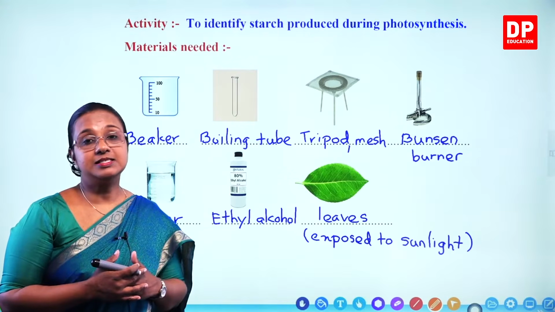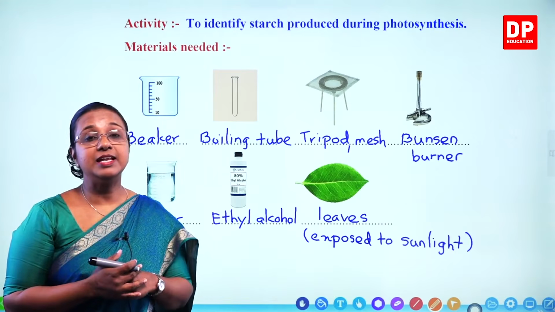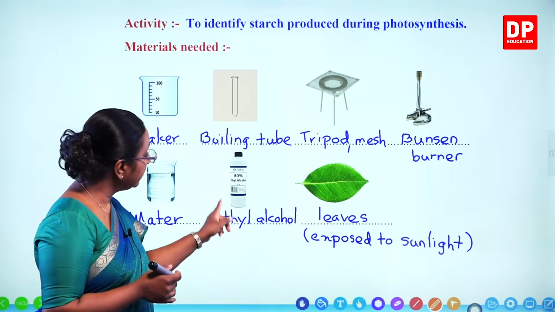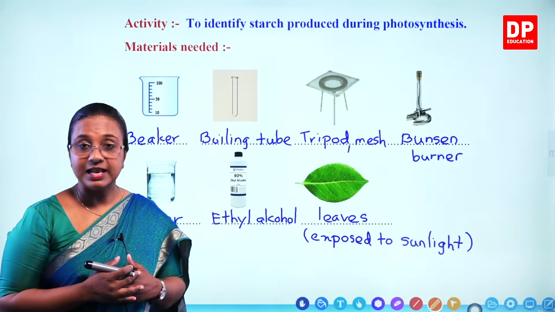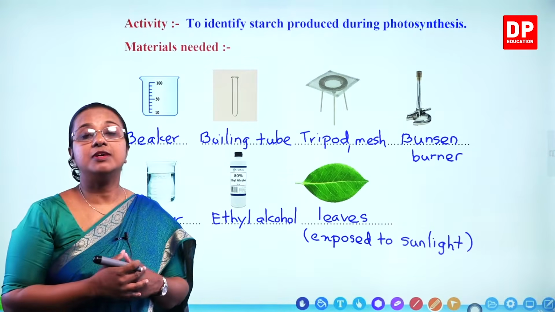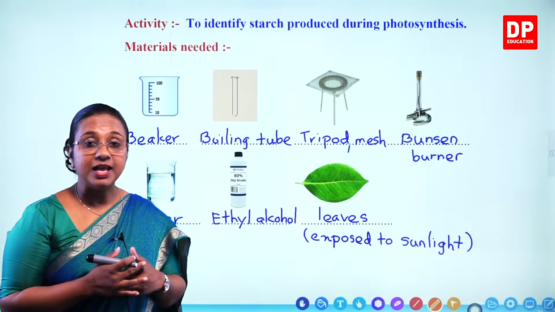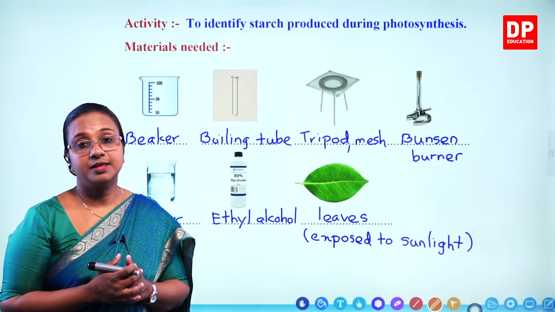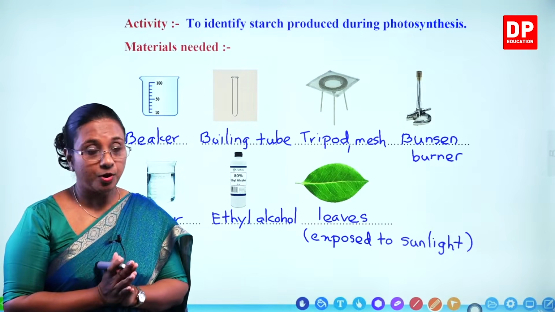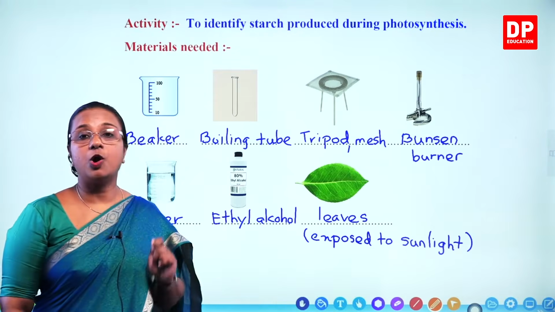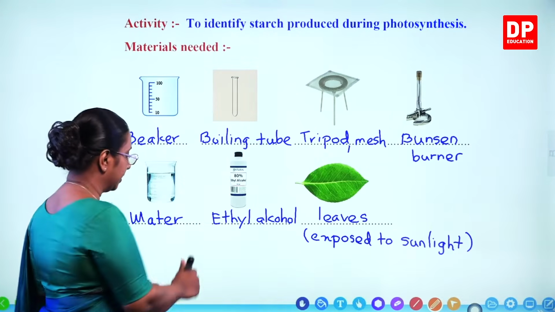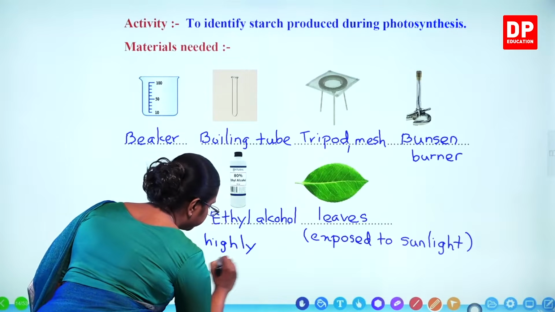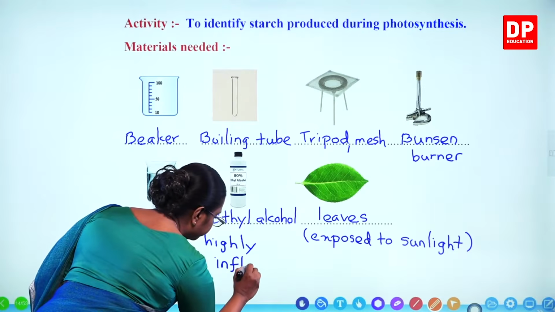Then in the second step, we remove that leaf from the water, put it into a boiling tube. Into that we add ethyl alcohol enough to cover the leaves, and then we boil this using a water bath. That is very, very important. Why? Ethyl alcohol is highly flammable. Ethyl alcohol is highly inflammable.